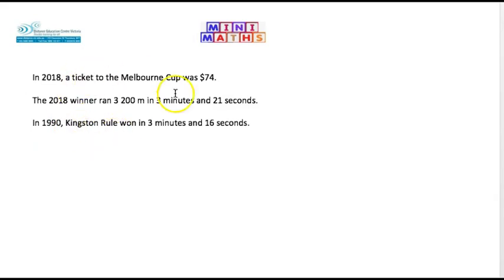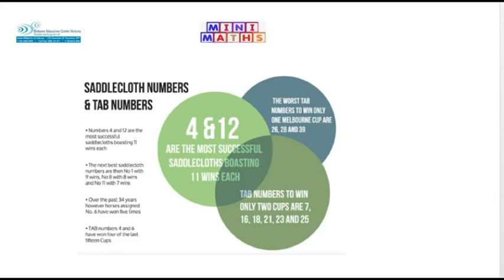Here are some other maths ideas you can work with. If we know that in 2018 there were about 88,000 people at the Cup, how much money did they collect? There are the running times. What is the difference between the fastest time ever and yesterday's time? Now, let's have a look at some other data and statistics that we have found.